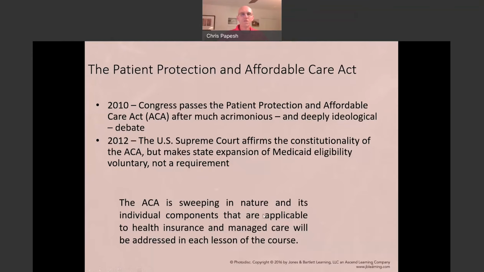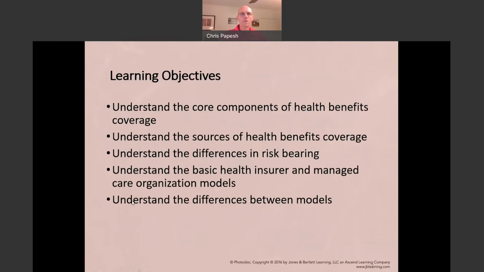So here is the Affordable Care Act, often called Obamacare. It was passed in 2010. It actually has sweeping controls over health insurance throughout the United States. In addition, because Nevada opted into the Medicaid coverage, many low-income employees can get subsidies to cover their health insurance costs. Some of the learning objectives, we're going to talk about health benefits coverage, differences in risk bearing, and talk about managed care, different types of insurance forms.